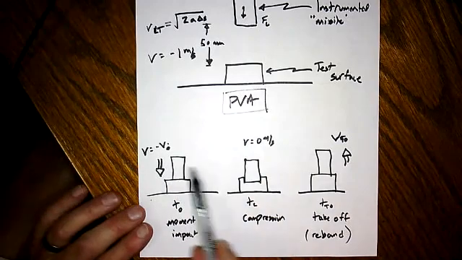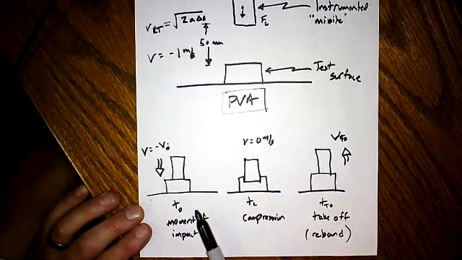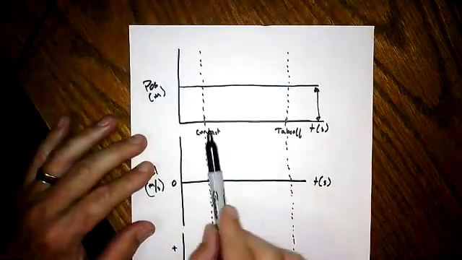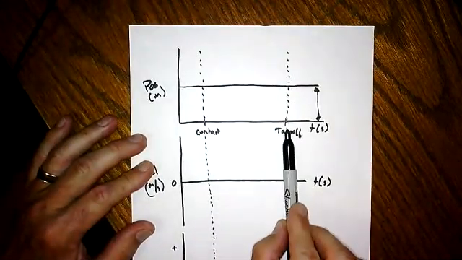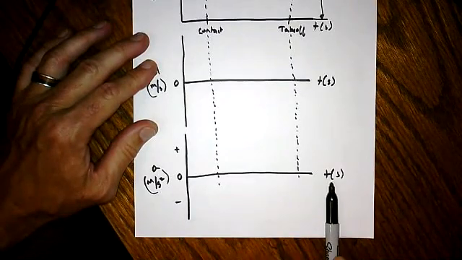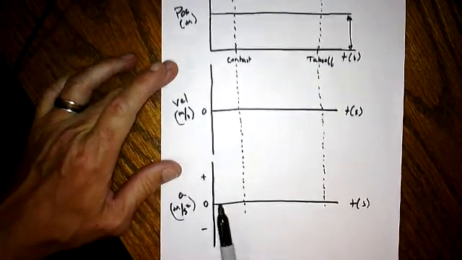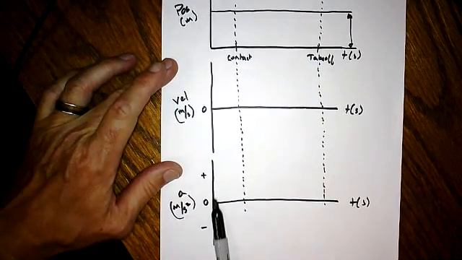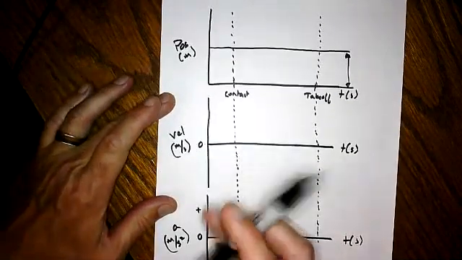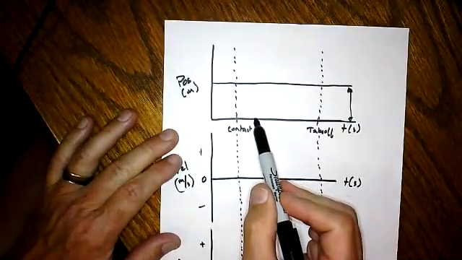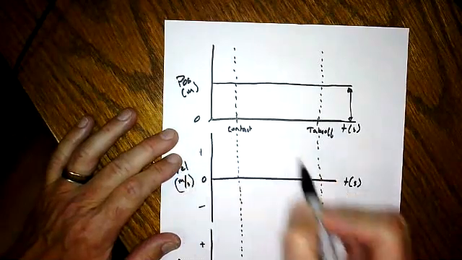Okay, so we want to sketch the PVA of this missile head. I've got my model set up: contact, takeoff, time, same time axis, position, velocity, and acceleration. Notice I left room for acceleration to be positive or negative. Velocity can be positive or negative as well. And I did just leave position as being positive here.